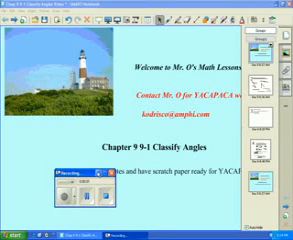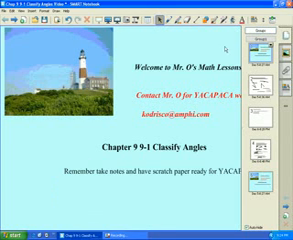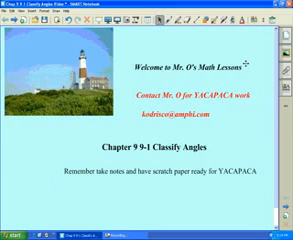Welcome back. Today we're going to do a little work with some geometry, specifically working with angles, and we're going to be classifying them. They can either be acute, obtuse, right, or straight, supplementary, complementary. And we'll also take a quick look at opposites, verticals, and adjacents.